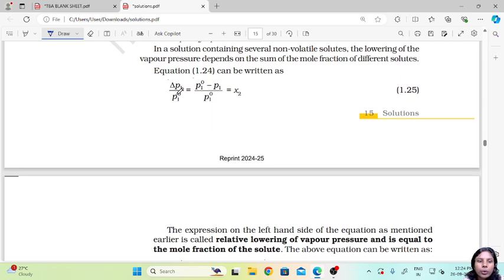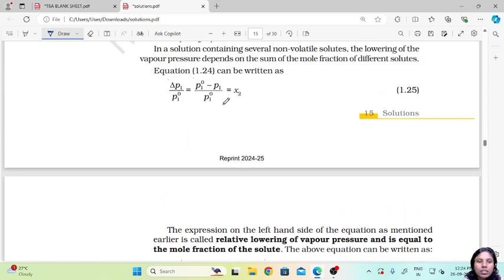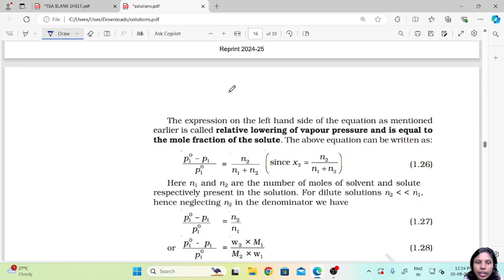So ΔP1 upon P01 will be equal to (P01 minus P1) upon P01, which equals X2. The expression on the left side of the equation, as mentioned earlier, is called the relative lowering of vapor pressure, and it is equal to the mole fraction of the solute, that is X2.